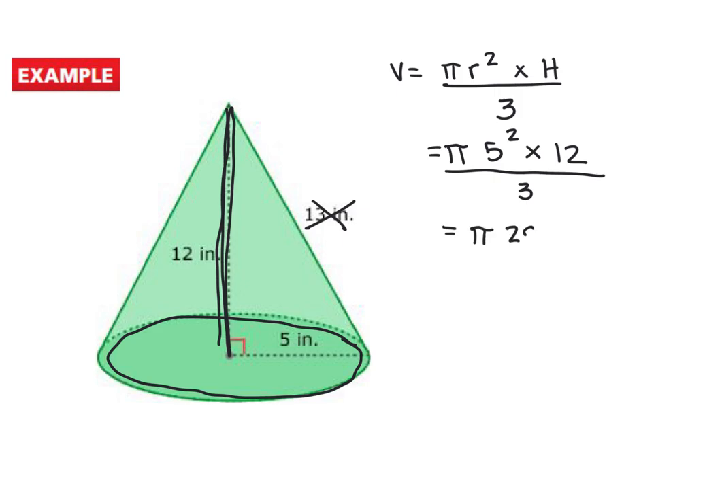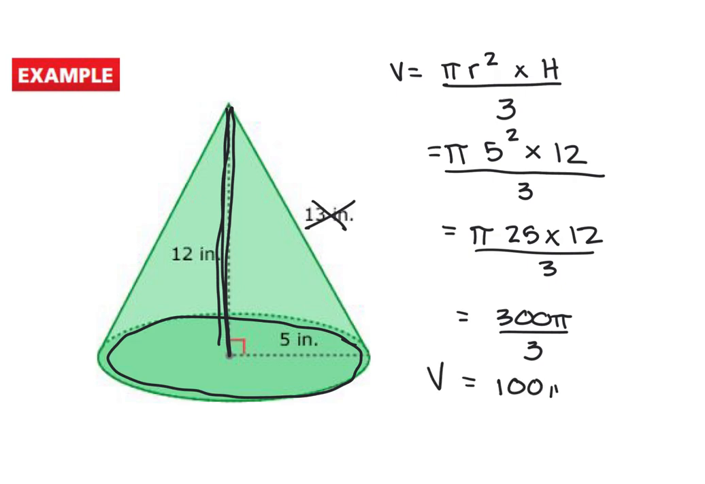5 squared is 25 times 12. 25 times 12 is 300. So we have 300 pi divided by 3. So our volume is 100 pi inches cubed, and 100 times 3.14 is 314 inches cubed.